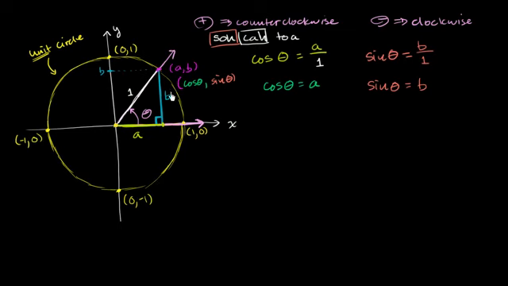Because SOHCAHTOA has a problem. It works out fine if our angle is greater than 0 degrees, if we're dealing with degrees, and if it's less than 90 degrees. We can always make it part of a right triangle. But SOHCAHTOA starts to break down as our angle is either 0 or maybe even becomes negative, or as our angle is 90 degrees or more. You can't have a right triangle with two 90-degree angles in it. It starts to break down.